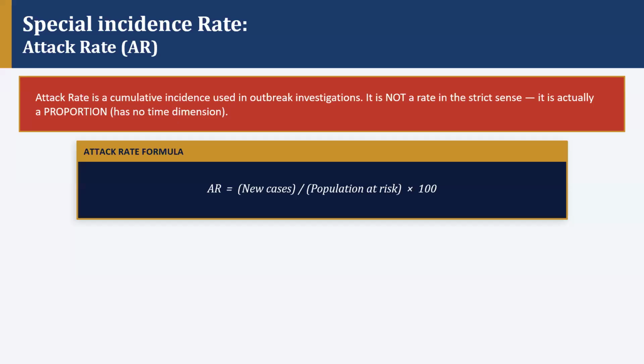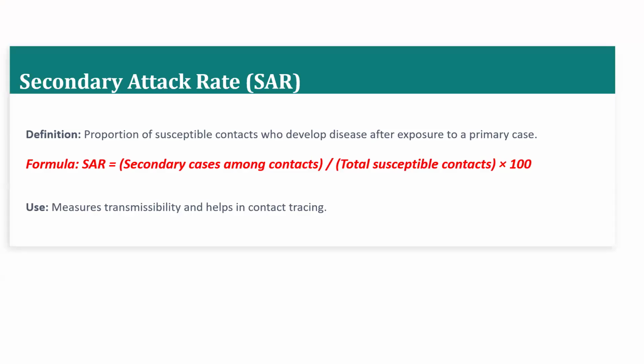Next is the special rate, which includes attack rate. Attack rate is the cumulative incidence used in outbreak investigation. It is not a rate in a strict sense. It is actually a proportion. The formula of attack rate is new cases divided by the population at risk multiplied by 100.